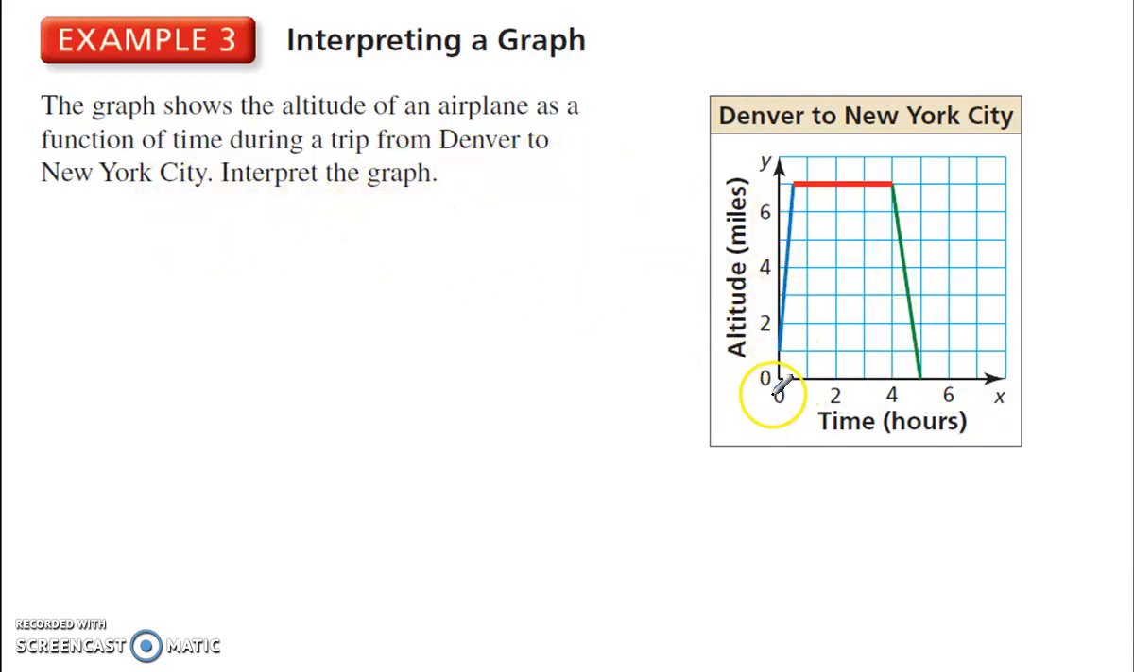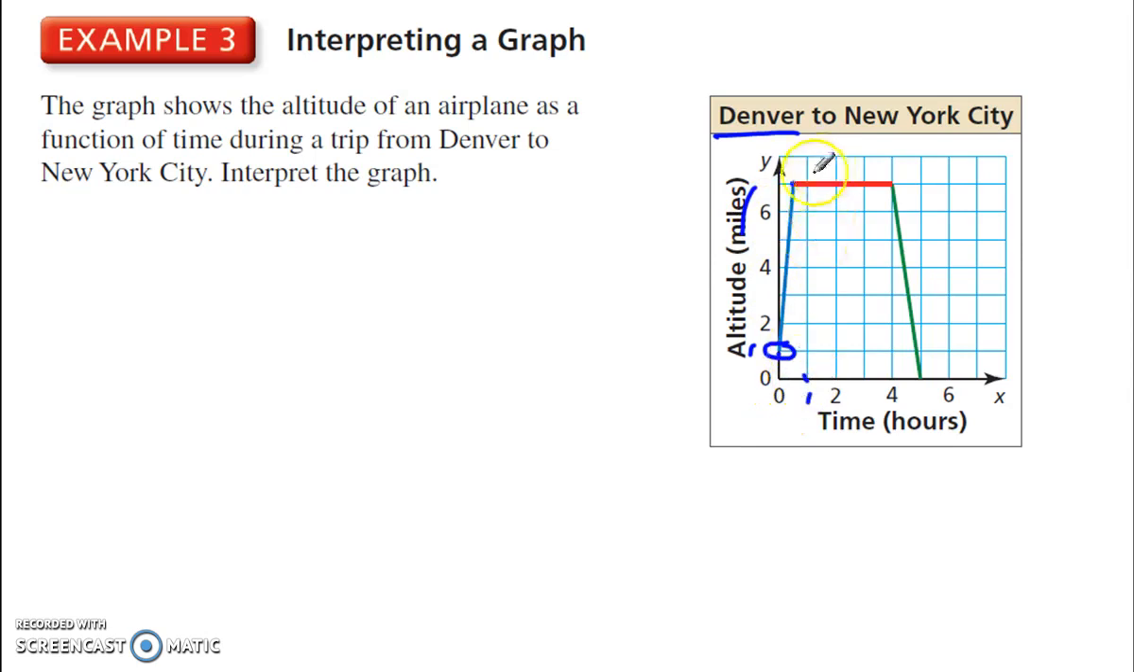So we want to interpret this graph. Notice where it starts. It starts at 1, and this is miles. So it starts at 1 mile high, which Denver is 1 mile high. That's why they call it the Mile High City. And then the plane rises to an altitude of 7,000 feet in a half hour.